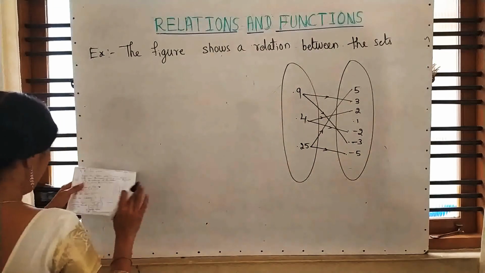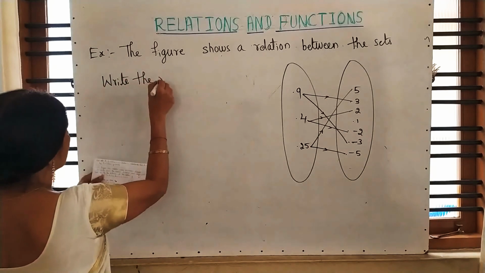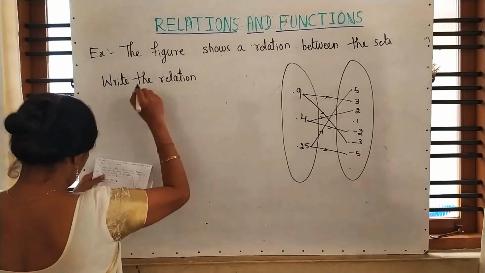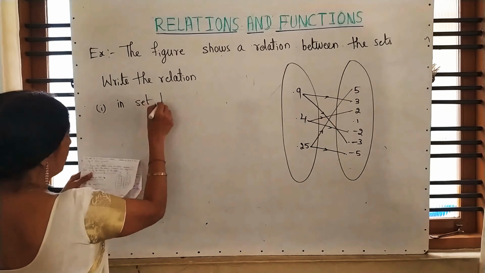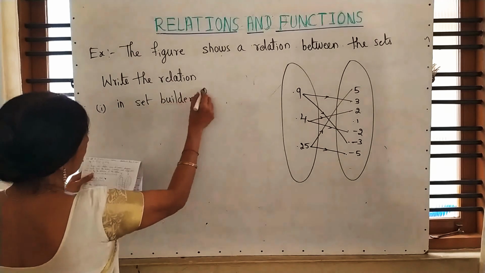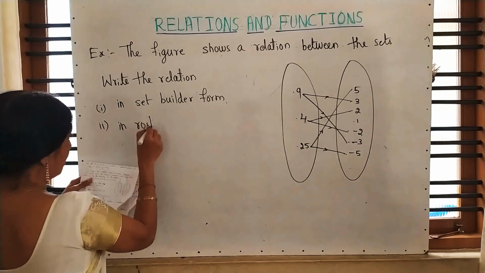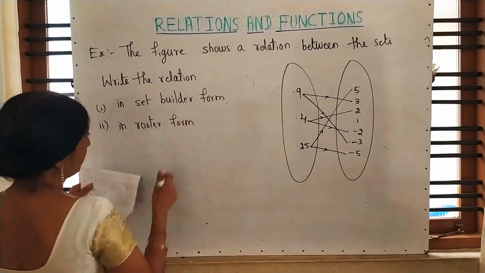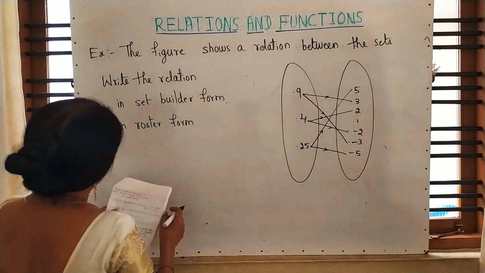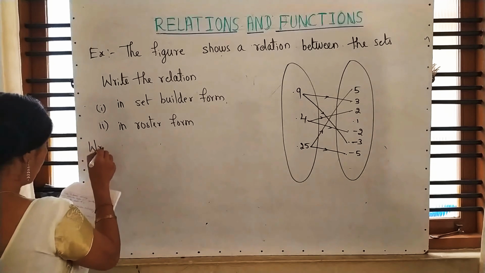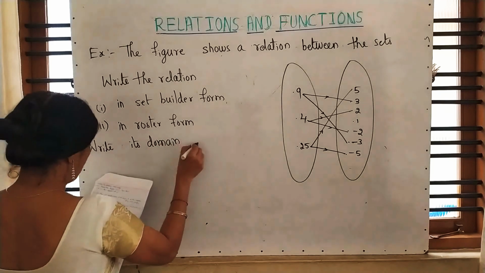Now, between the sets, write the relation, first, in set builder form. Second, in roster form. Already we are in the set chapter, so we are familiar with roster form and set builder form. One more question is there: write its domain and range.